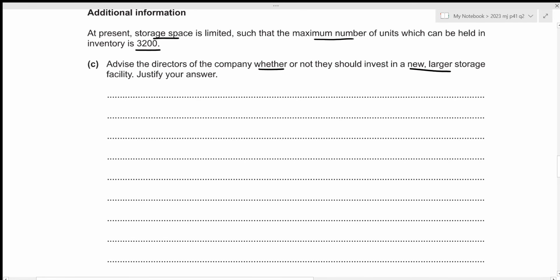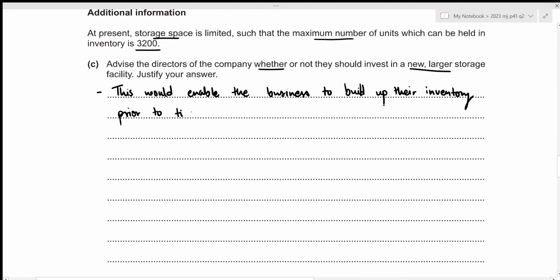So if we have a new larger storage, then this would enable the business to build up their inventory prior to times of expected high demand, because we can create as much inventory as possible and just store it in our new facility, right? Let's write it down. This would enable the business to build up their inventory prior to times of expected high demand.